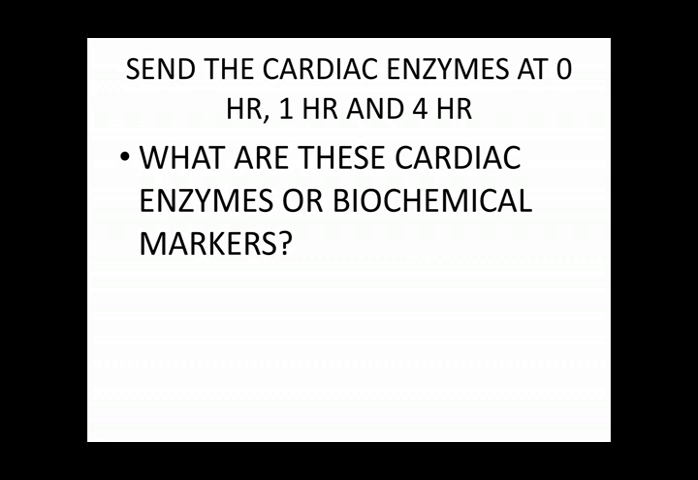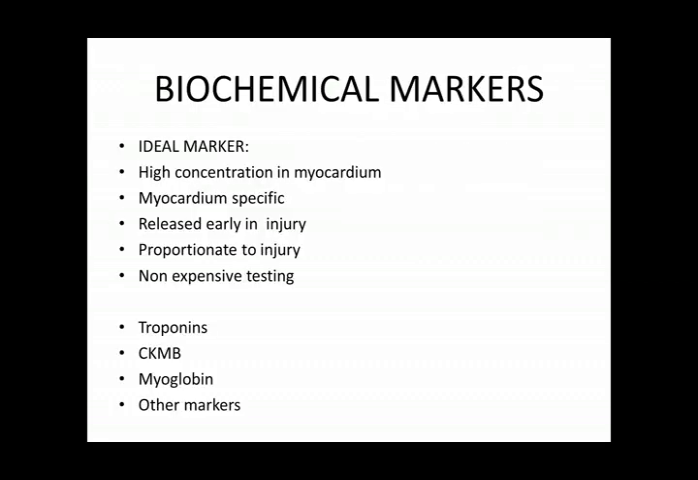What are the cardiac enzymes or biochemical markers? The ideal markers are in high concentration in the myocardium, because in ischemia the myocardial fiber is destroyed. They are myocardium specific, released early in the injury, proportionate to the injury, and inexpensive to test. There are many enzymes, and new ones have also been invented. The most important ones are the troponins: cardiac specific troponin T or cardiac specific troponin I.